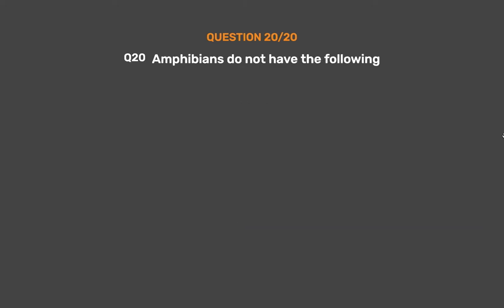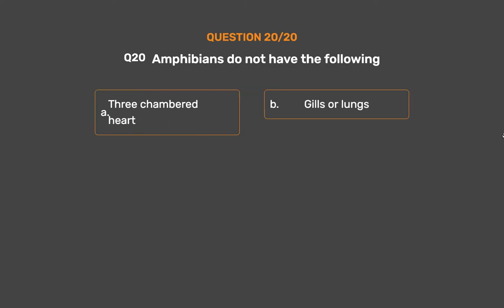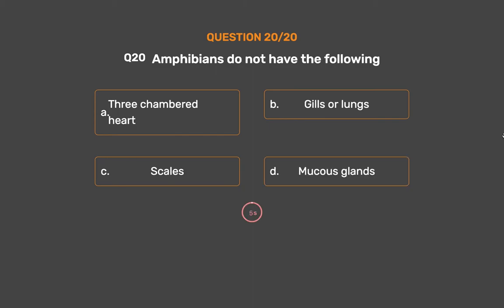Question number 20. Amphibians do not have the following. Option A. Three-chambered heart. Option B. Gills or lungs. Option C. Scales. Option D. Mucous glands. The correct answer is option C.